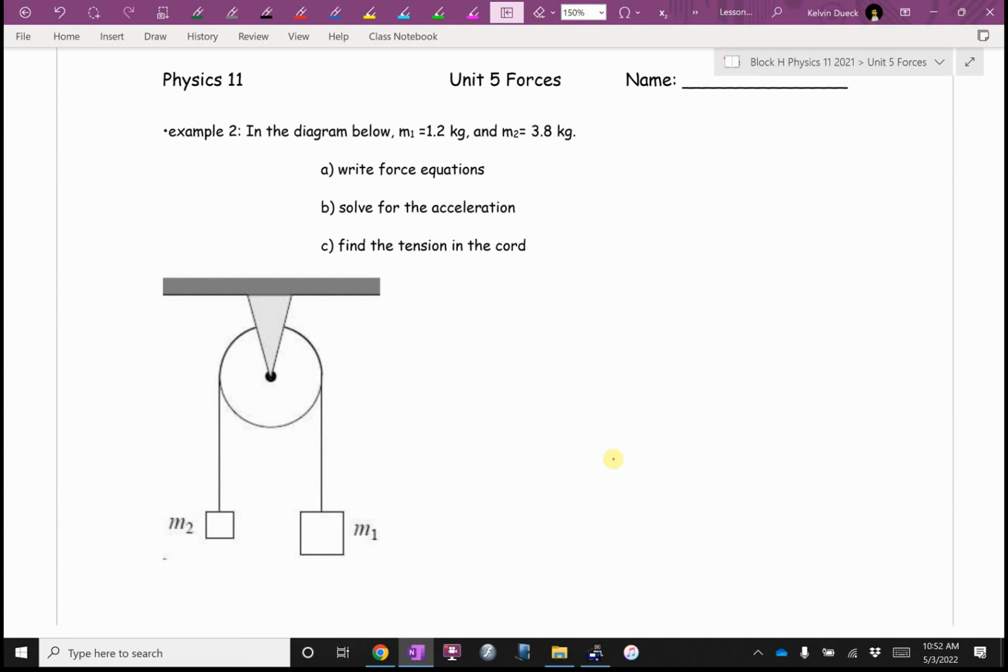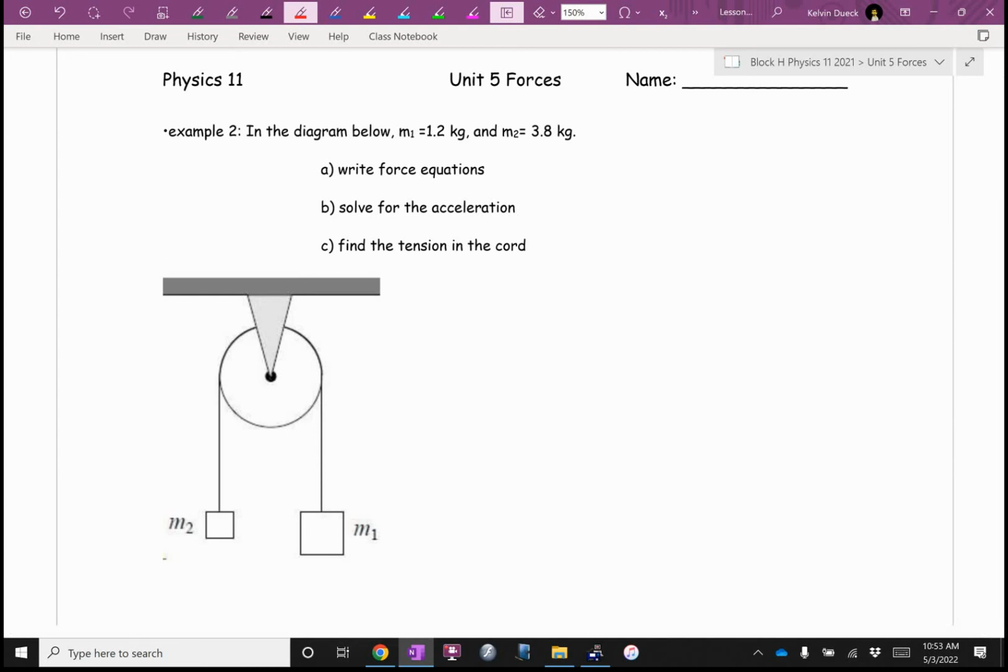Here is an example of a nice multi-step question. It says, if M1 is 1.2 kilograms and M2 is 3.8 kilograms, you can draw them in if you want to. I'm just going to remember that they're there. Write force equations. What it really means is do a free body diagram.